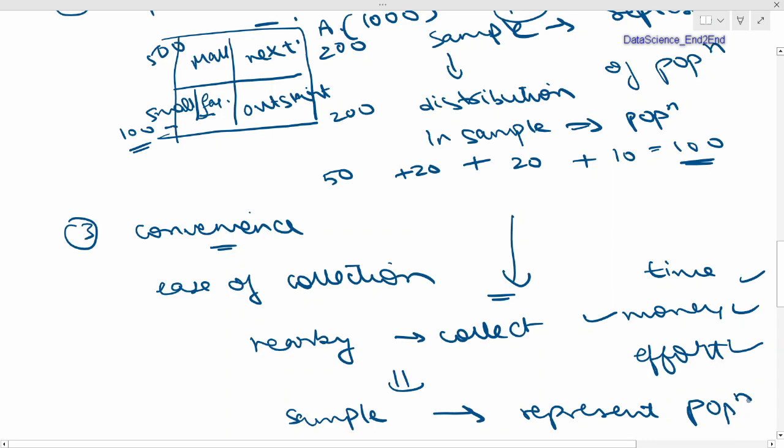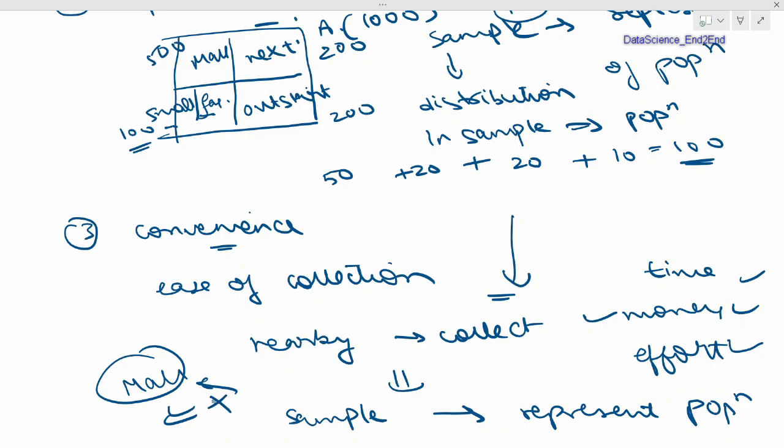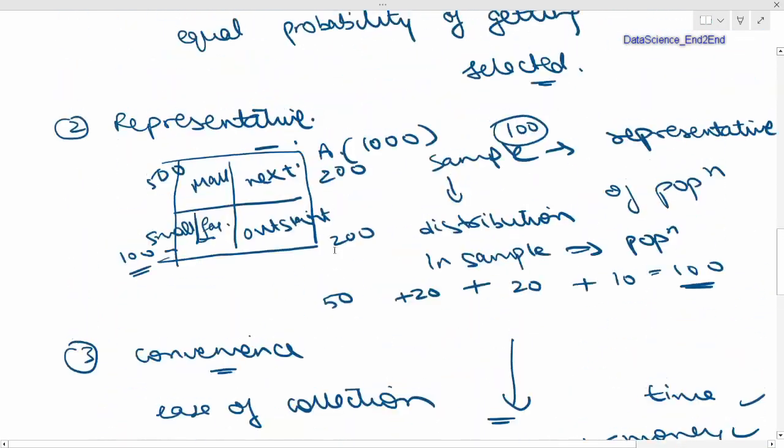It should not be the case that your mall is very near to your home, so you go to the mall and collect all the data. That should not be the case. You have to make sure that the sample you are collecting is a good representative of the true picture of the population. I hope the three different methods of collecting a sample are clear.